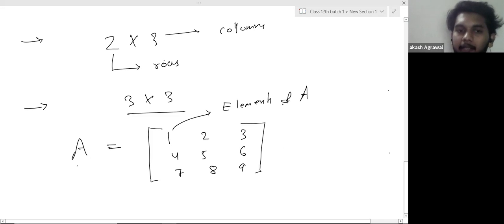We always write a matrix in capital form. Don't write small a as the matrix. Always write capital A.